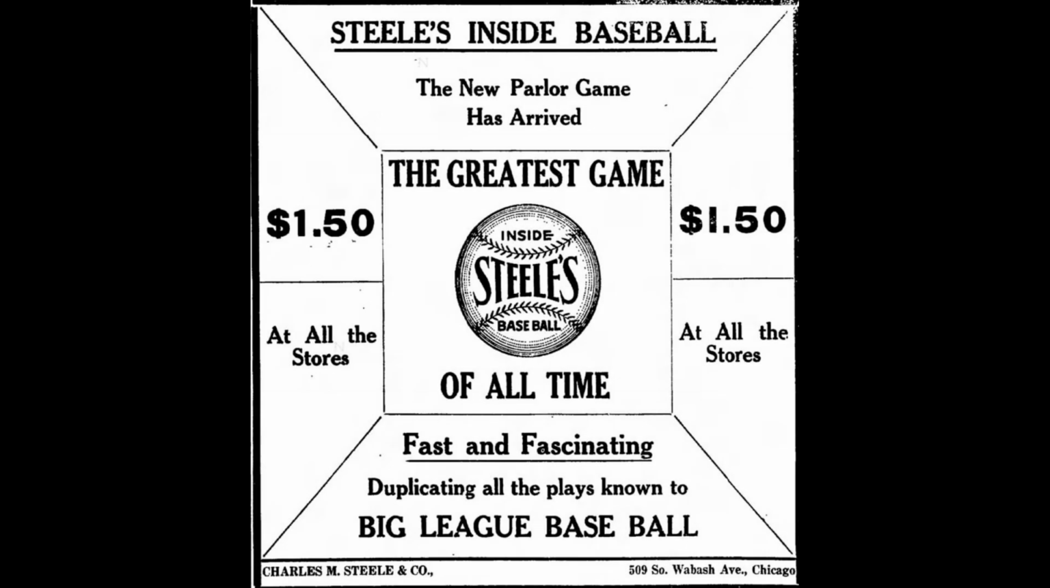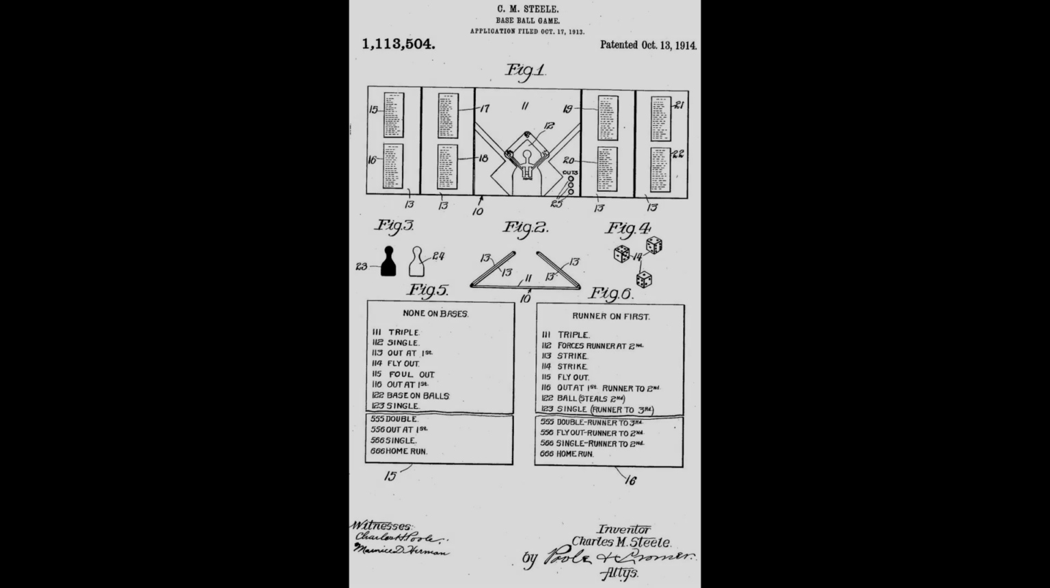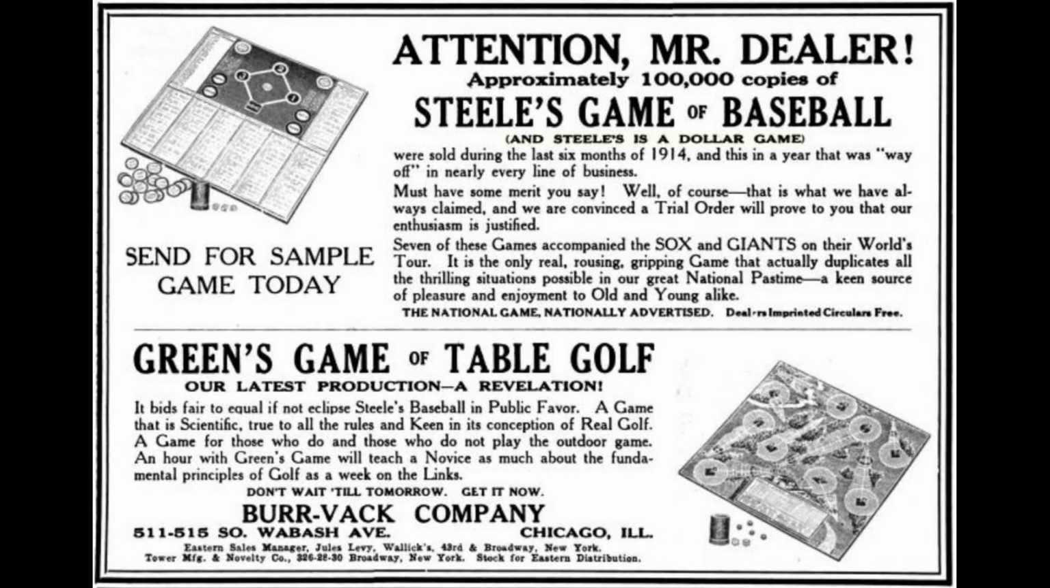Now, the most famous of these early dice baseball games was called Steele's Inside Baseball. It was made by a professional advertiser who had a lot of experience in the early automotive industry. Steele's game was patented. He released it around 1913, sold it for $1.